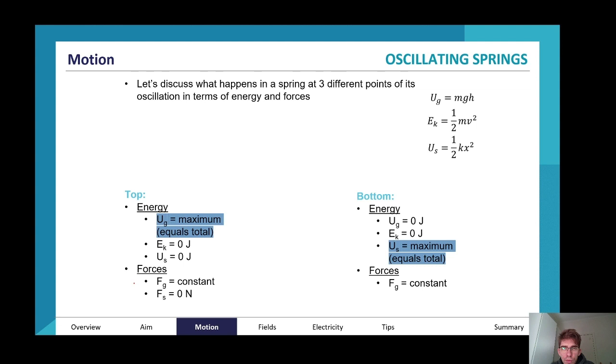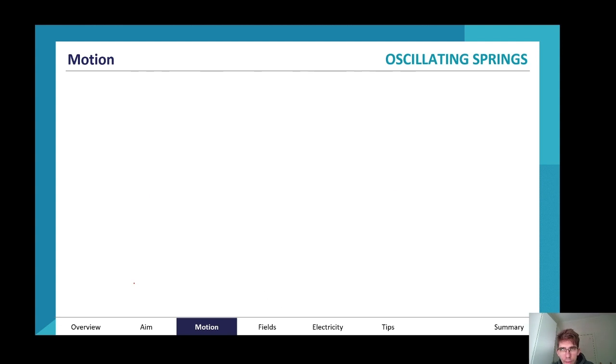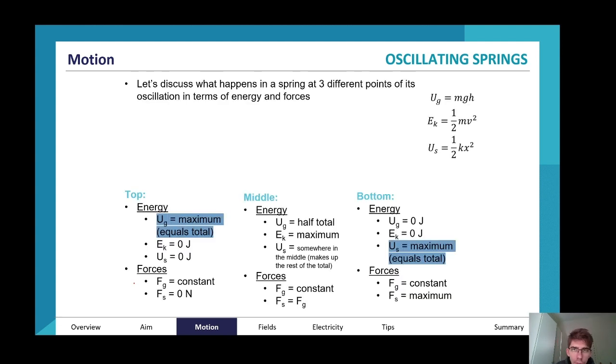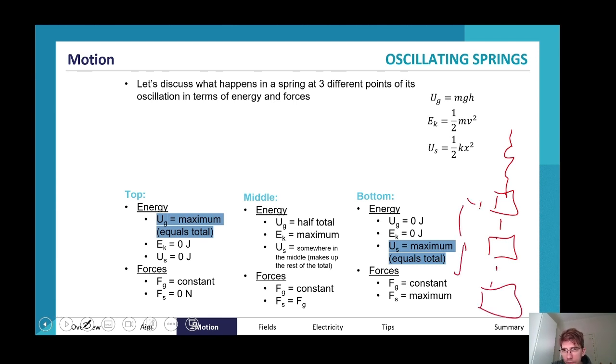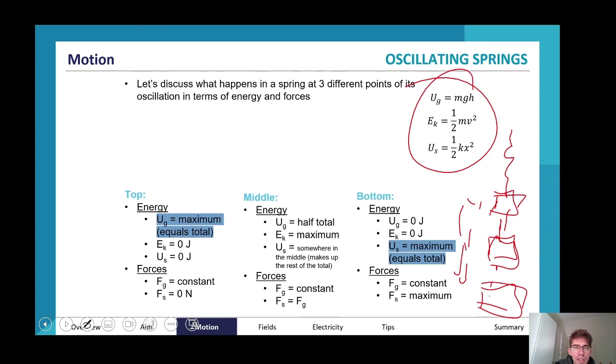Now, there's also something else called oscillating springs. We are talking about springs that start at the top, go down midway through, then down to the bottom, and then start going back up. They go up and down. In this case, all three forms of energy are present. You have gravitational potential energy at the top, which is then converted into kinetic energy and elastic potential energy. And then at the bottom, you only have elastic potential energy. This is what this means: top, middle, and bottom.